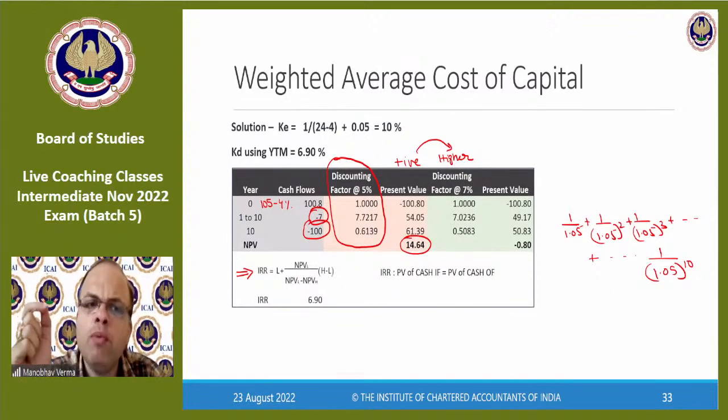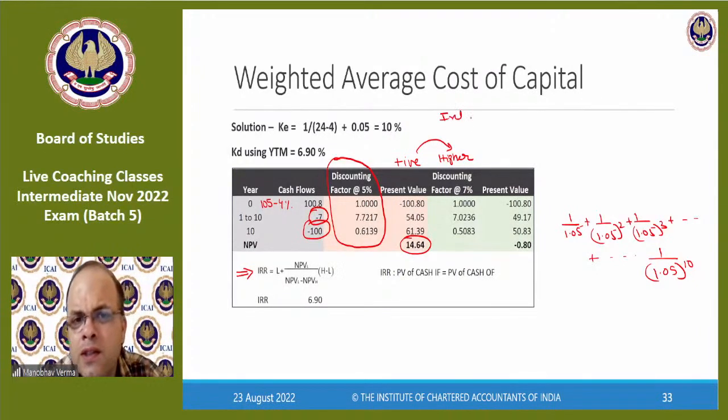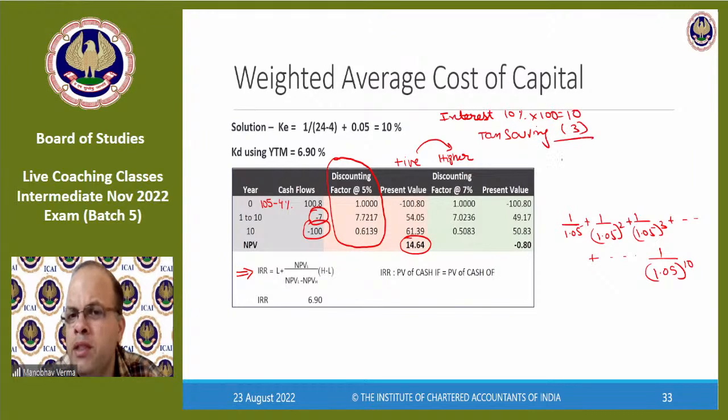Smita, cash flow of 7 is okay. What is the interest? Company is paying interest of 10% into 100, 10. But there is a tax saving also of 30%. So interest is 7. Net interest cost is 7 for the company.